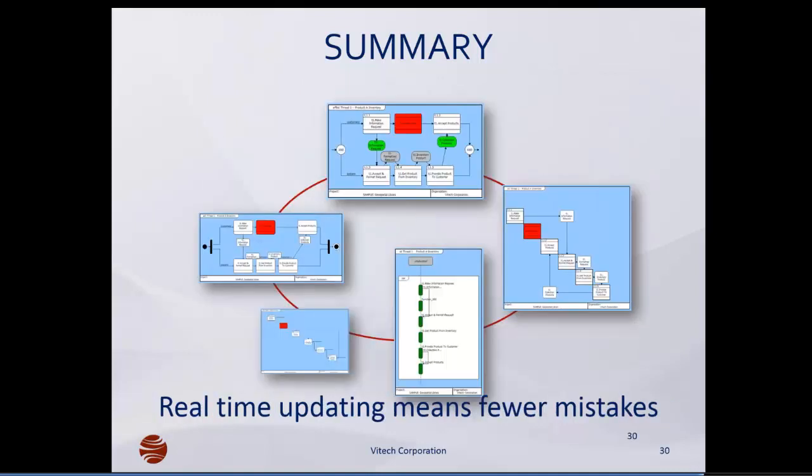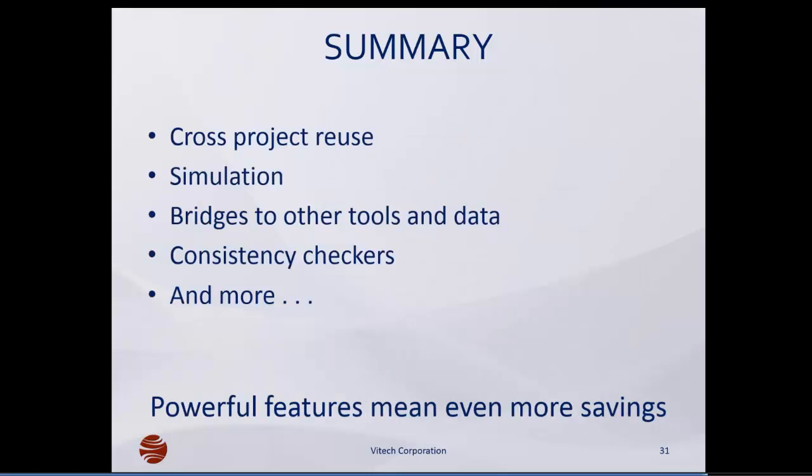And then we have real-time updating because we're dealing with that database on the back end rather than making alterations and drawings ourselves. So that means fewer mistakes, the project's up to date, everything is consistent, the tools do that. Combine that with the really powerful functionality of cross-project reuse, simulation, the bridges to other tools and data, the consistency checkers, and more. And that's even more savings because checking your consistency by hand means more time, more work out of your engineers. And you save that when the tool does that for you.